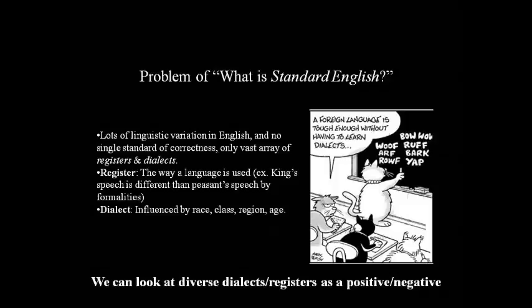Well, what's a register? It's the way a language is used. So a king's speech is different than a peasant's speech by formalities. They're both speaking English, but a king speaks differently than a peasant. And also dialect, which can be influenced by race, class, region, and age, those sorts of things. So keep this in mind.